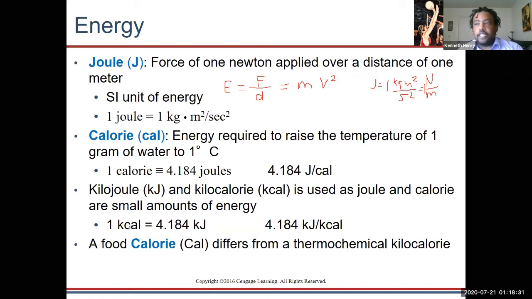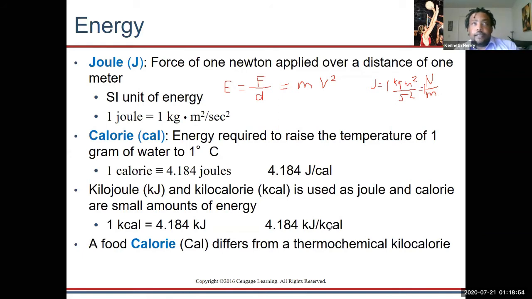So 1 kilocalorie is going to be equal to 4.184 kilojoules. 1 calorie is going to equal 4.184 joules. So you're going to basically get the same type of conversion because you have 1,000 over 1,000. The thousands are going to cancel out, and you're going to get the same equivalency. And so 4.184 kilojoules is equal to a kilocalorie because we have kilo over kilo.